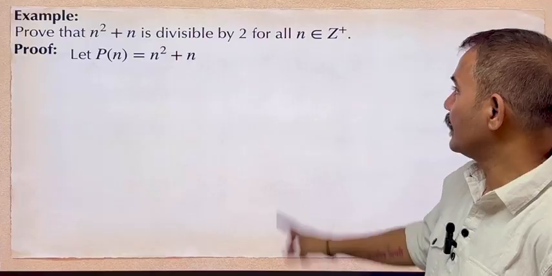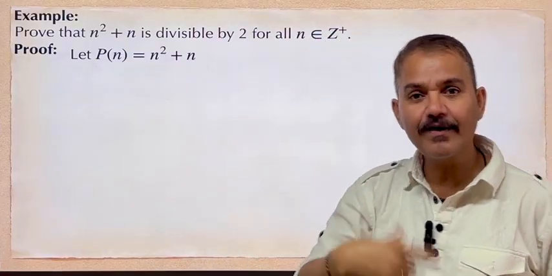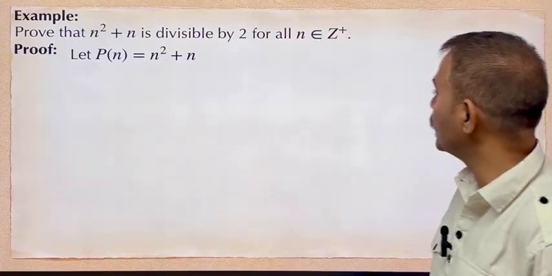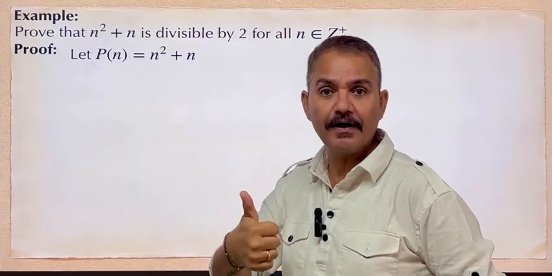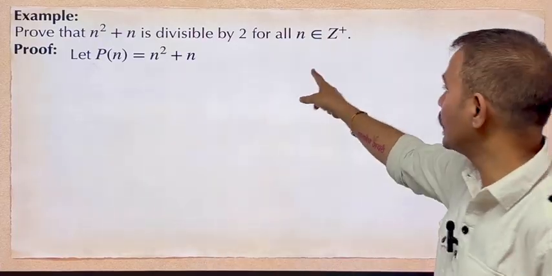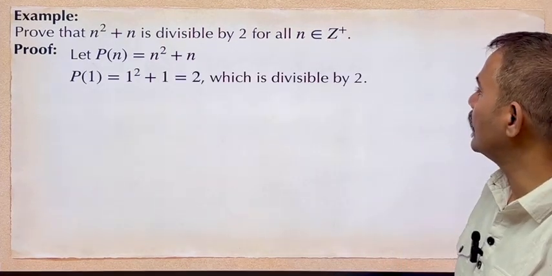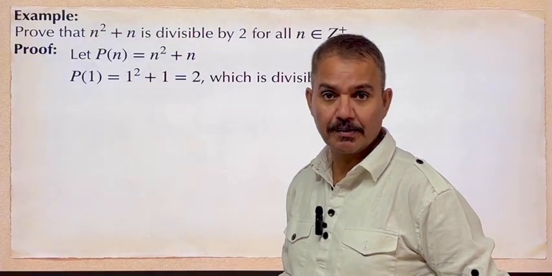Proof. First thing, you can assume the given statement as P(n). Later it's easy to write and substitute. So let P(n) equal n squared plus n. The first step was to check the validity for n equal to the smallest integer value, which is 1 in this case. So what is P(1)? P(1) will be 1 squared plus 1, that is 2. And that is divisible by 2.